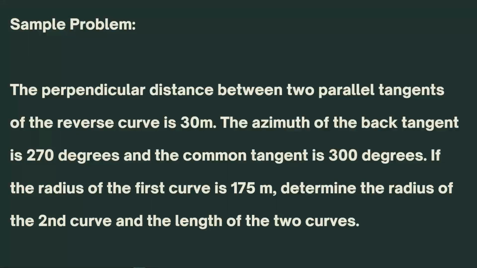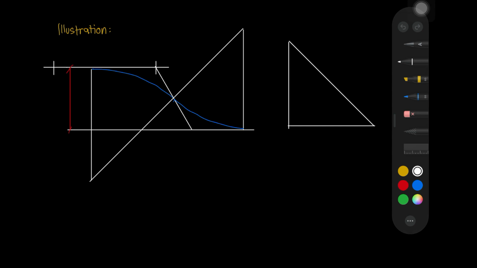For our sample problem, the perpendicular distance between two parallel tangents of the reverse curve is 30 meters. The azimuth of the back tangent is 270 degrees and the common tangent is 300 degrees. If the radius of the first curve is 175 meters, determine the radius of the second curve and the length of the two curves. So first, let's illustrate the problem.